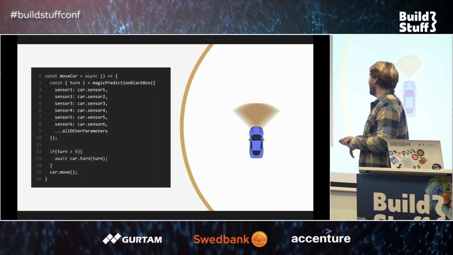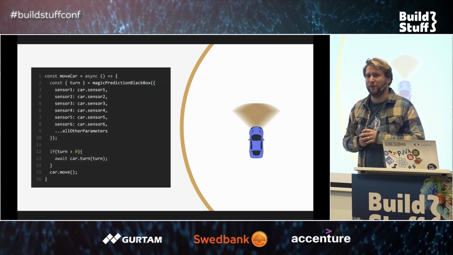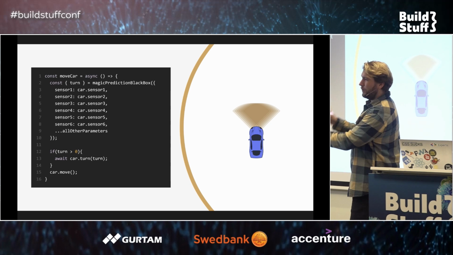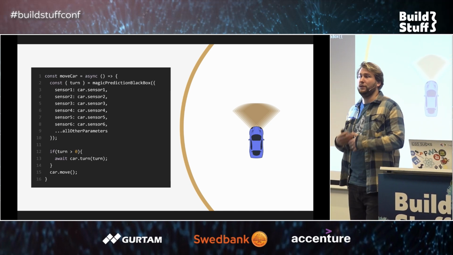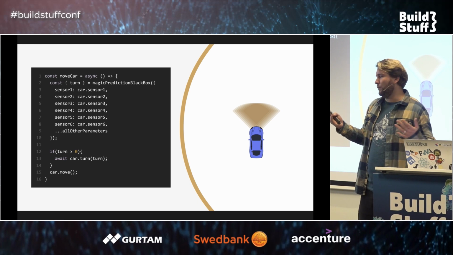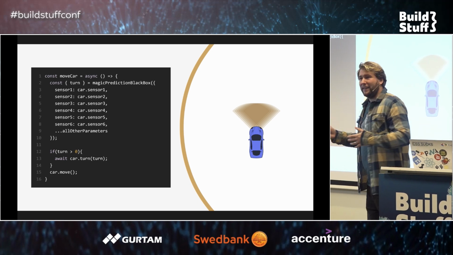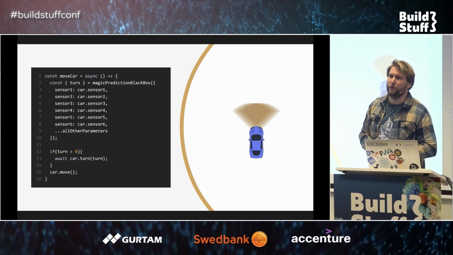We need something like this magic prediction black box, where you can just put in all the sensor data, and it will then predict whether we need to turn, whether we need to adjust speed, whatever we have to do. And that's actually what machine learning does for us.